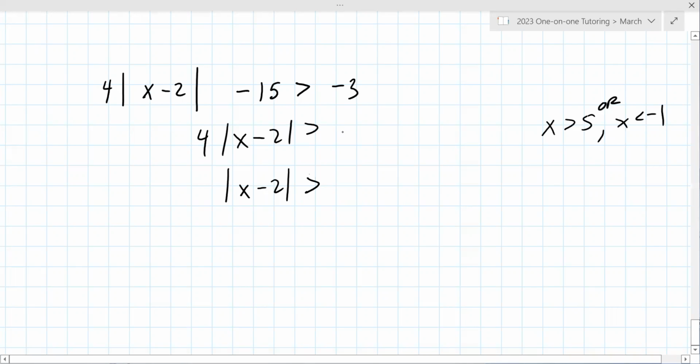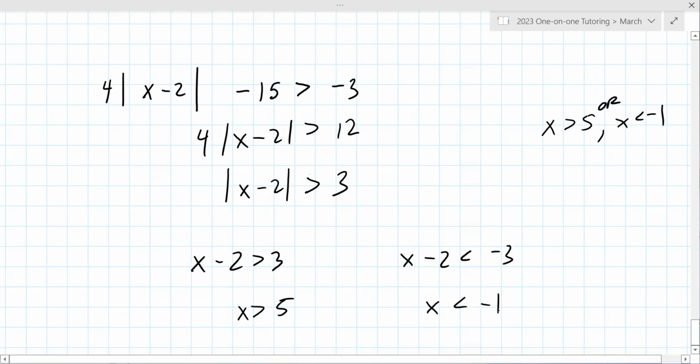But let's just go through the steps here. So let's see, divide by 3. So you're right. X minus 2 greater than 3, x minus 2 less than -3, and your answers are correct. X greater than 5, x less than -1, like that. Okay. Very good.